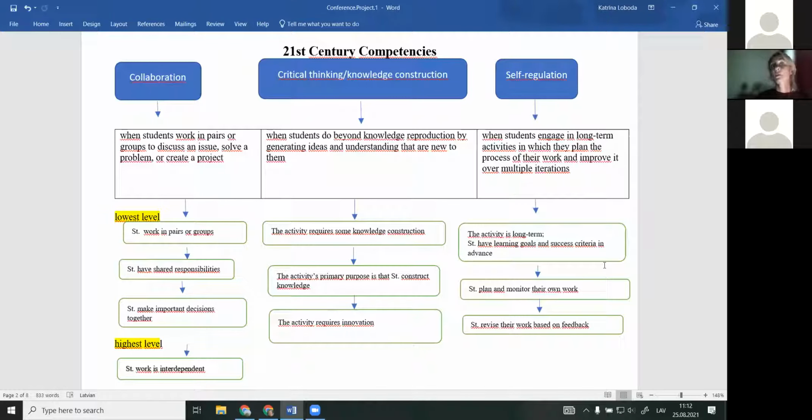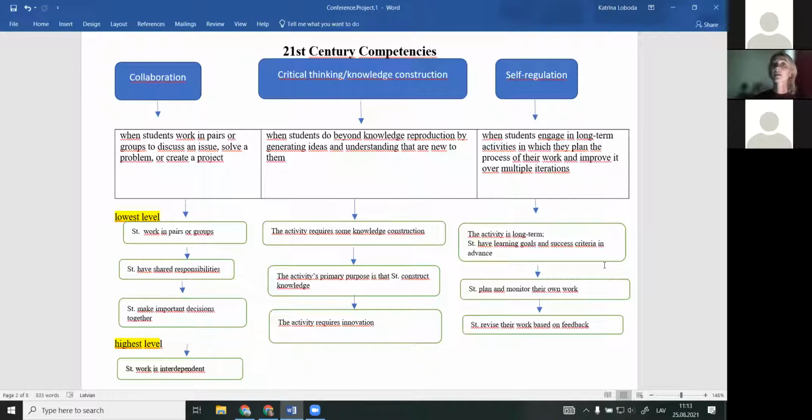So we as teachers should take into account that we can develop students' competences from the lowest level to the highest level. For example, if we look at the competence collaboration, if students simply work in pairs and groups, it's just the minimum level, the lowest level of this competence. And when students have shared responsibilities, when they make important decisions and each student's work is interdependent, then we can see how this competence is developed. So this is the highest level of this competence. Talking about critical thinking and knowledge construction.